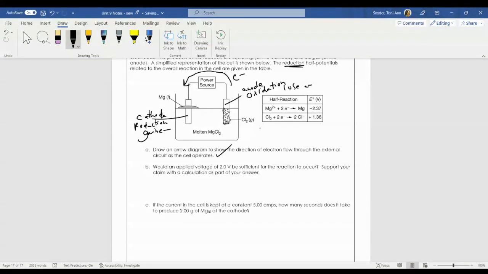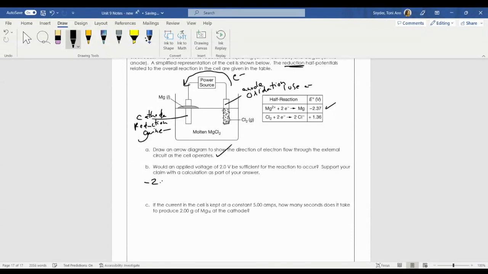Next question is asking, would an applied voltage of 2 volts be sufficient for this reaction to occur? Support your claim with a calculation. So I have to look at this one right here. We've already established that magnesium is getting reduced, and this is the reduction part, so this one works out. The second one is also getting reduced, but remember, I have to have an oxidation and a reduction. For some reason, they always give us the reduction half potentials, so I do have to switch this second one.